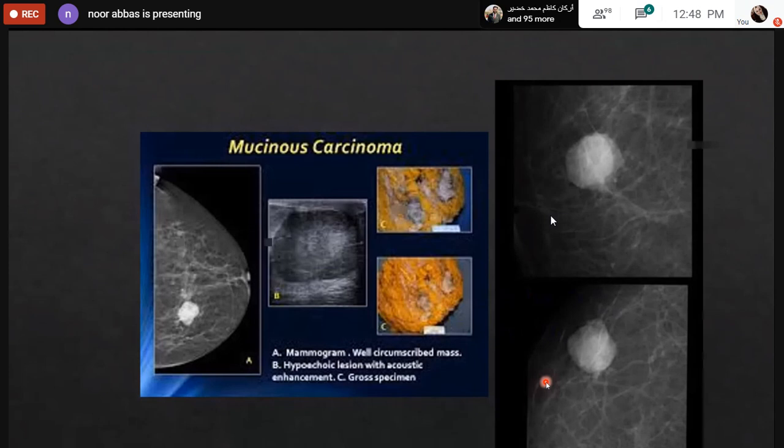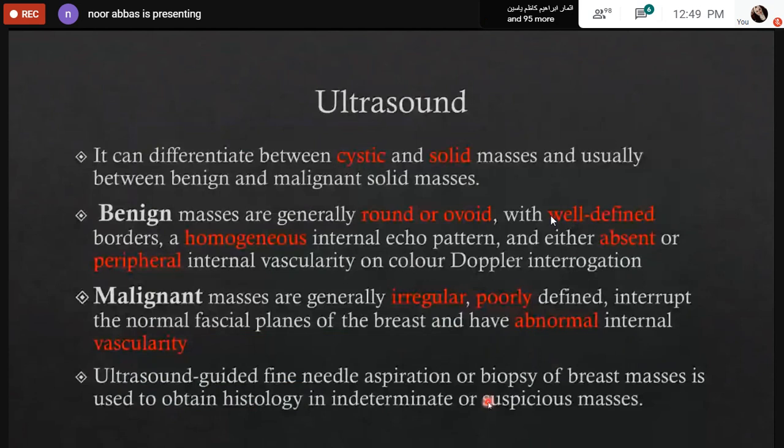Breast needles or types of biopsy are used to obtain histology in indeterminate or suspicious masses. This is a huge role of ultrasound, in addition to thyroid masses, helping you decide whether they are benign or malignant. The huge benefit of ultrasound is that it is used to guide FNA or biopsy.